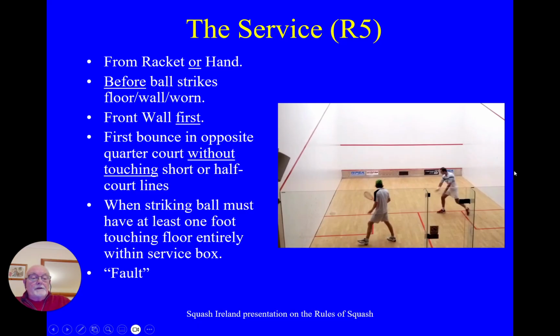If anything goes wrong with the serve: it must hit the front wall first, then it must drop into the opposite quarter court without striking the short line or the half court line or the out of court line. And were anything to go wrong with the serve, the marker's call would be fault. It's quite simple now. Anything wrong with the serve, and all the marker has to say is fault.